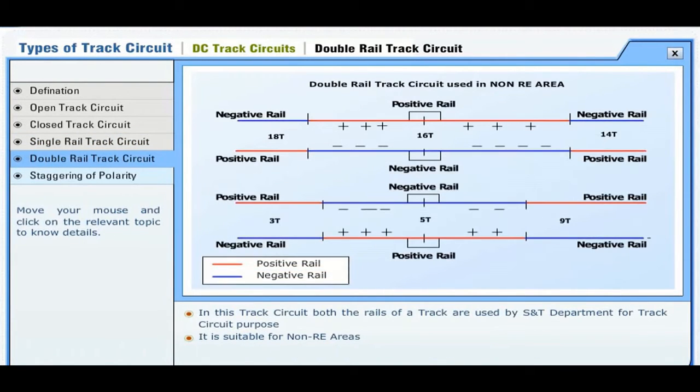Double rail track circuit. In this type of track circuit, both the rails of a track are used by S&T department for track circuit purpose. It is suitable for non-RE areas.